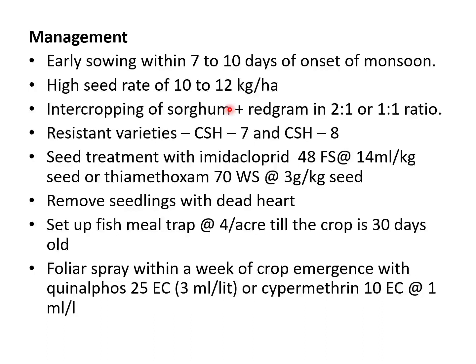Intercrop with red gram, and we can go for resistant varieties such as CSH 7 and 8. We can go for seed treatment with imidacloprid or thiamethoxam. Any damaged plant should be collected and destroyed. We can keep fish meal traps at the rate of 4 traps per acre for 30 days, or we can go for spraying with quinalphos or cypermethrin.